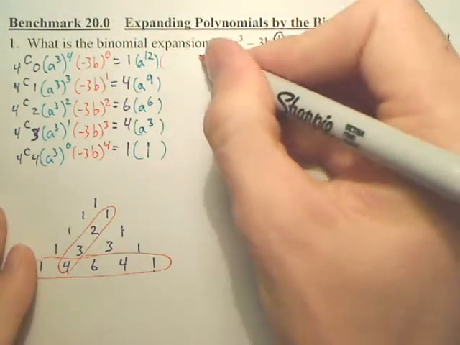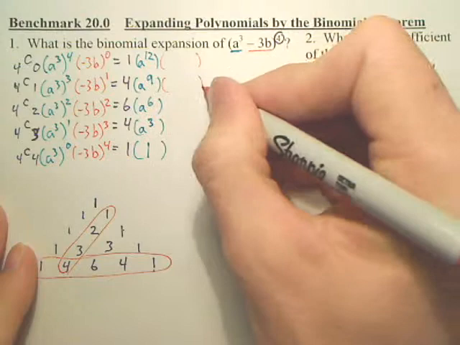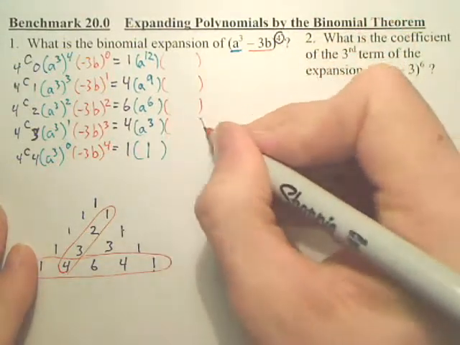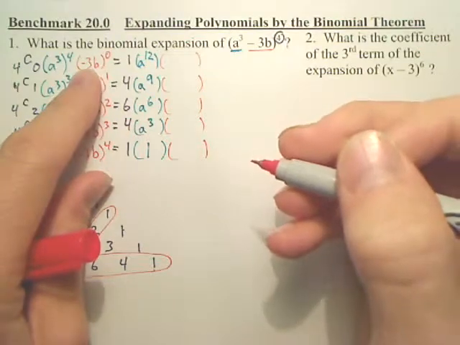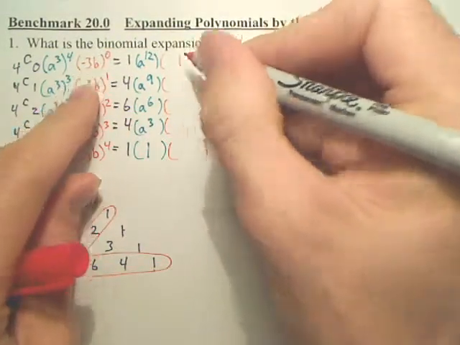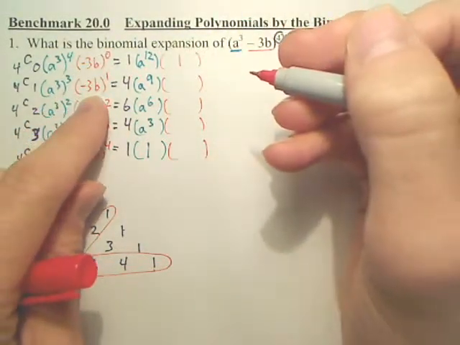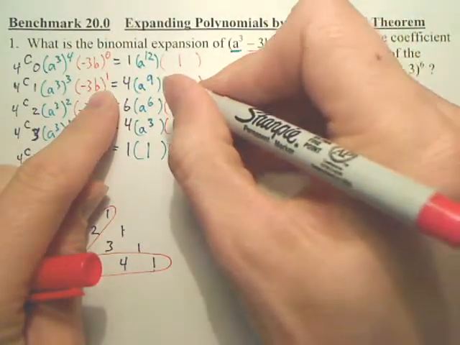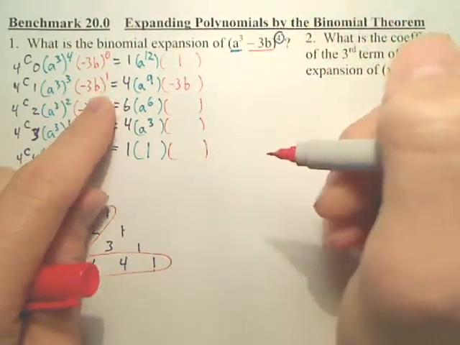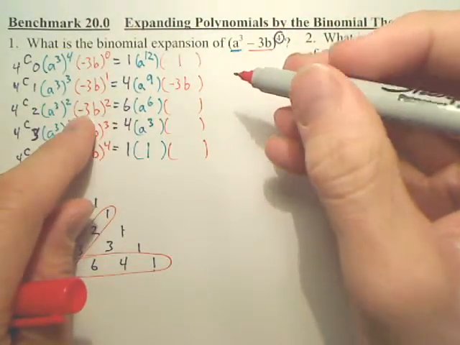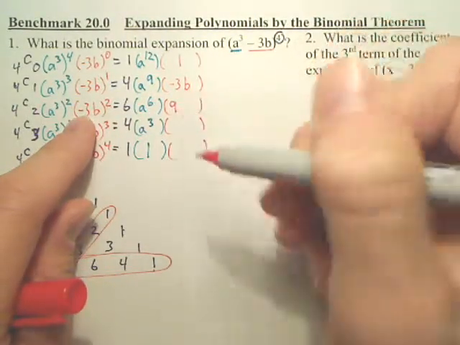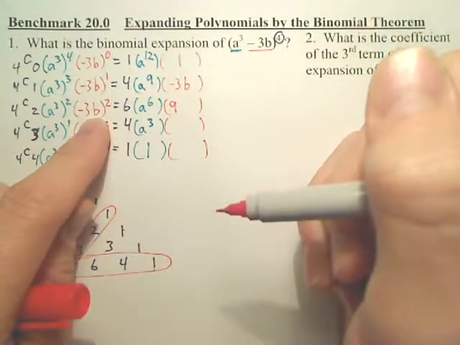The next piece, dealing with the red stuff, kind of keeping the colors together. Okay, anything to the 0 is what? 1. What's negative 3b to the 1st? Oh, it's just negative 3b. What's negative 3b squared, meaning negative 3 times negative 3 is positive 9. And what's b times b?